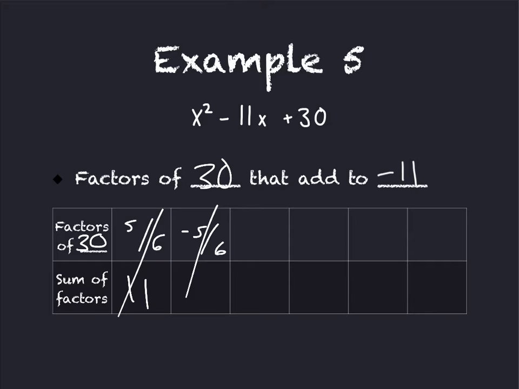What's a negative times a negative? A positive. So what about negative 5 and negative 6? Negative 5 times negative 6 would be positive 30. And negative 5 plus negative 6 is what? Negative 11.